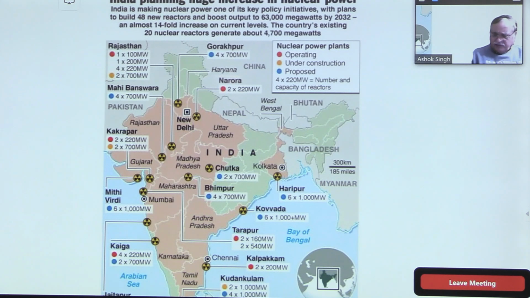Some are operational, some are being built. Total number will be 6. These are the VVER reactors obtained from Russia. So the location of the VVER reactors is Kudankulam on the coast of Tamil Nadu. The rest of the country you will find domestically produced reactors.